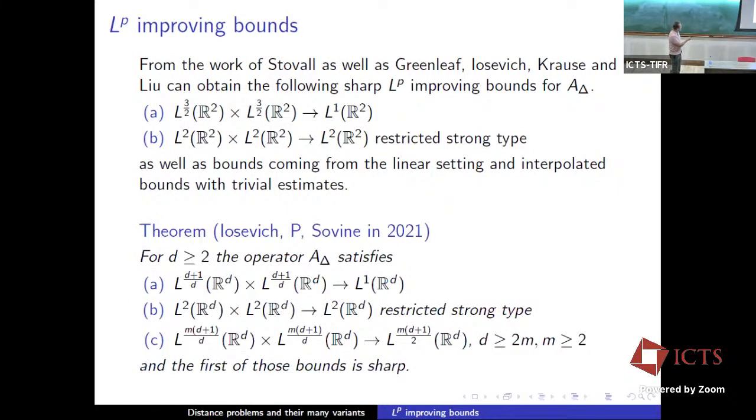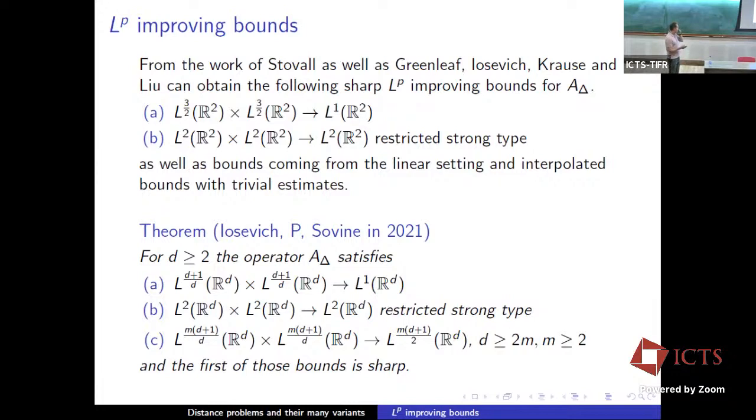So we had LP improving estimates into L1. And here's the (d+1)/d, the one that showed up on the previous slide. That's where it comes from. This is the bound that we leveraged for this wider range of bounds before. And this is sharp. At least in higher dimensions, this is one of the few things that I know is sharp.